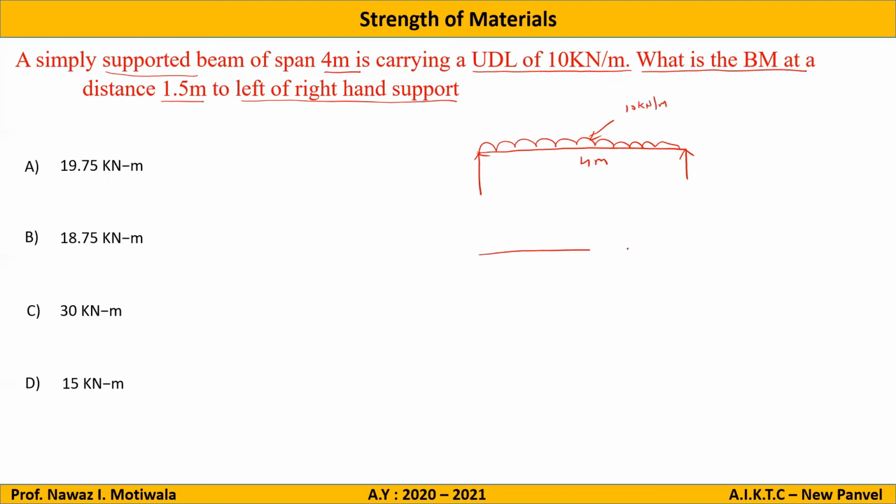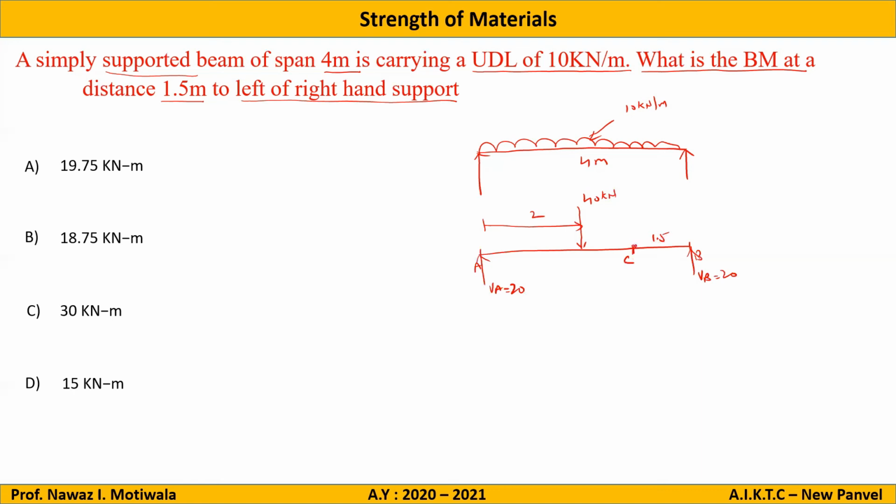If I draw the free body diagram, it will be like this. A force of 10 into 4, that is 40 kilonewton, acting at a distance of 2 meters. Let us say this is A and this is B. By symmetry, if this is 40, each reaction will be 20. Now I want the bending moment at a distance of 1.5 meters to the left of the right hand support. Left from the right hand support means this point. Let us say C, at 1.5 meter.